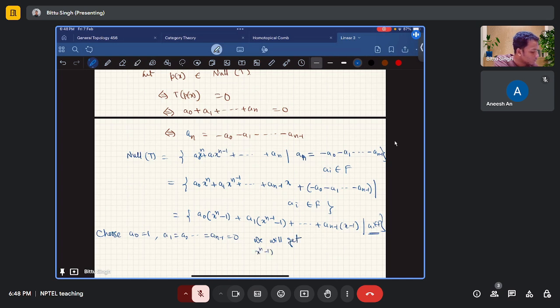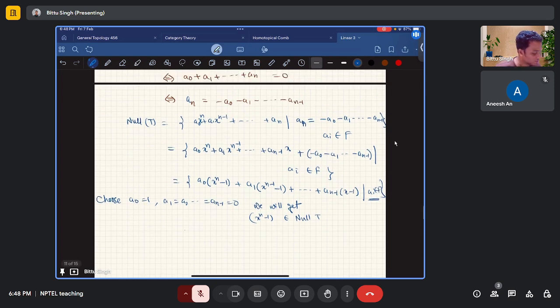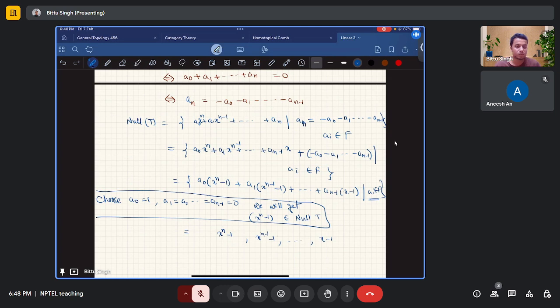x to the power n minus 1 belongs to the null space of T, right? In a similar manner, we can see that all those, x to the power n minus 1, x to the power n minus 2 minus 1, all those things down to x minus 1, belong to the null space. And moreover, any element can be written as a linear combination of those things, right? There are n possibilities.